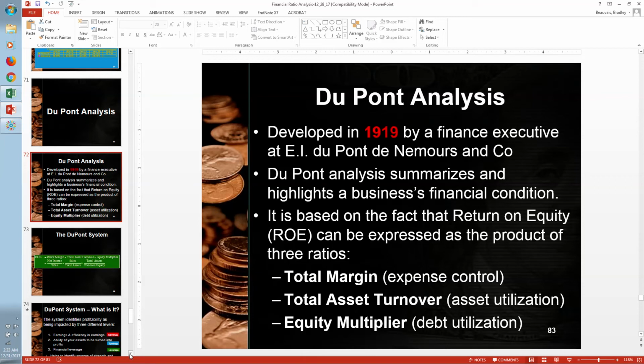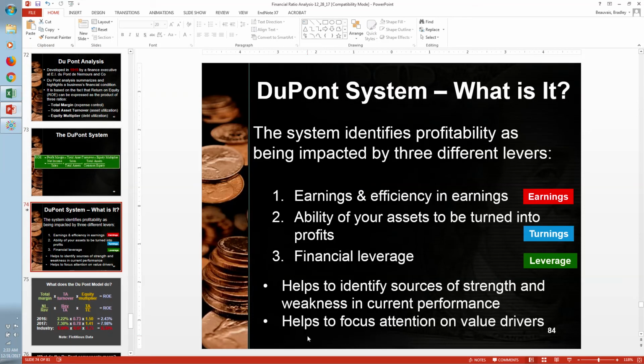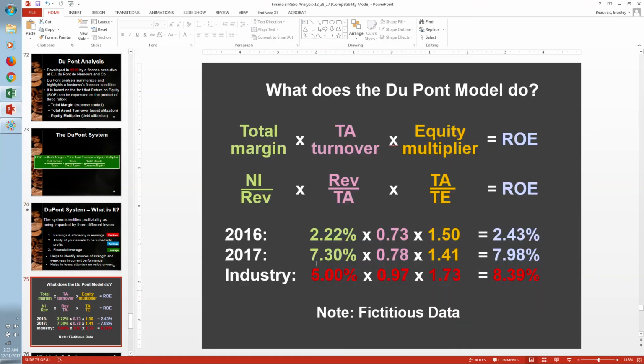and is it really helping us to catapult the organization into a higher level of growth or higher level of productivity? So another way to look at it is, and you'll hear it framed this way, earnings, turnings, and leverage. And more specifically, what we can look at is that total margin, total asset turnover, and equity multiplier all multiply together for our return on equity calculation.